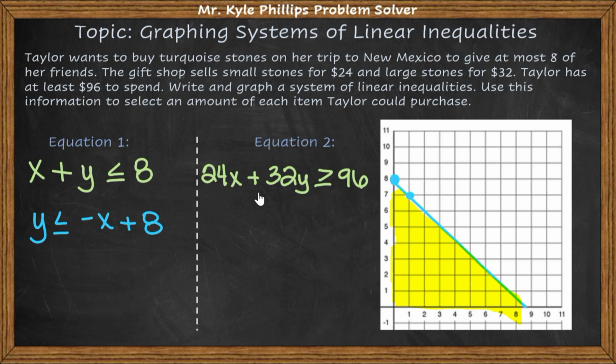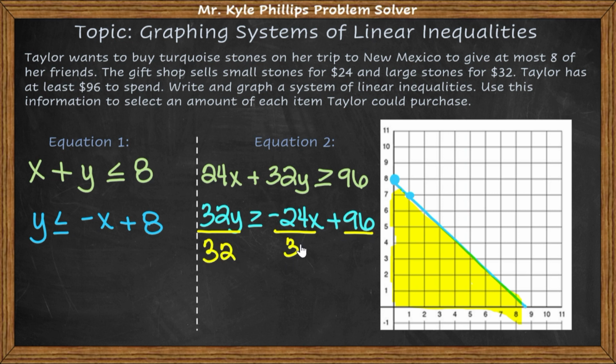All right. Now for this one, we're going to put it in slope-intercept form. So I have 32y is greater than or equal to negative 24x plus 96. And to get y by itself, I will come through and divide every term by 32. So here we'll take this, divide this by 32, and this by 32. So now I have y is greater than or equal to negative 3/4 x plus 3.